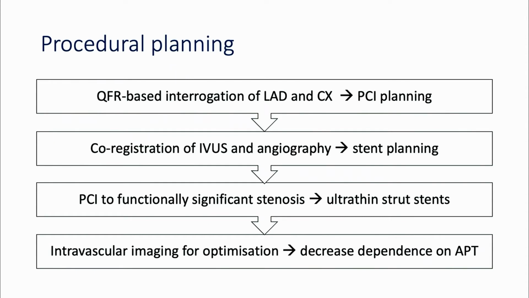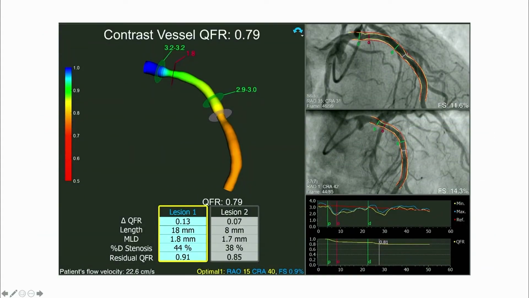What we plan to do afterwards, based on this information, is to guide our procedure with IVUS and angiography with co-registration to perform stent planning. Then we would like to use ultra-thin stents to maximize the healing response and to decrease the dependence on antiplatelet therapy, as mentioned. And finally, we will ensure that the luminal dimensions are good. So let me hand it over to Hernan. If you go to the next slide, let's have a look at the planning of the case that we performed based on QFR.